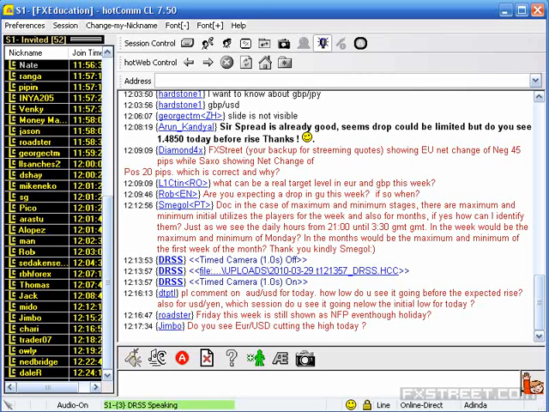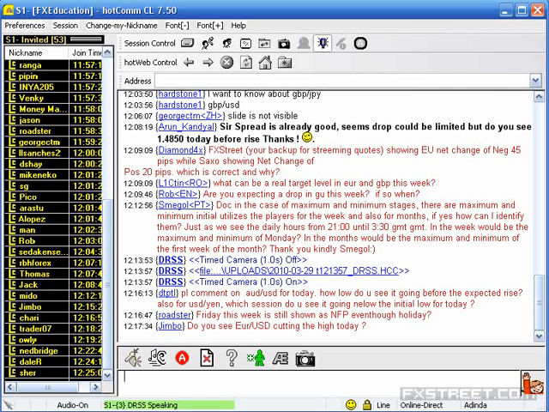In case of maximum and minimum stages, are the maximum and minimum initially utilized by the players for the week and also for the month? If yes, how can I identify them? Just as we see the daily hours from 21 GMT to 3:30 GMT, for the week would it be the maximum and minimum for Monday? In the month, would it be the maximum and minimum for the first week of the month? No, there is nothing like that.